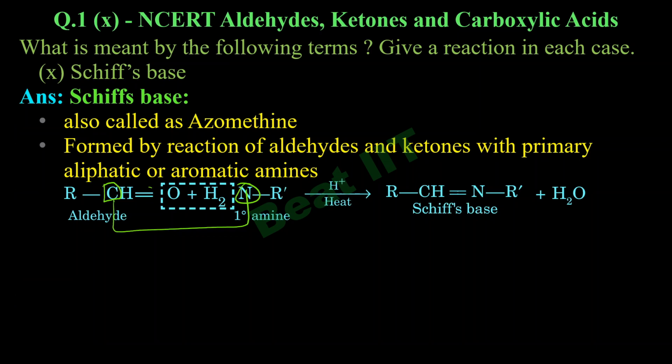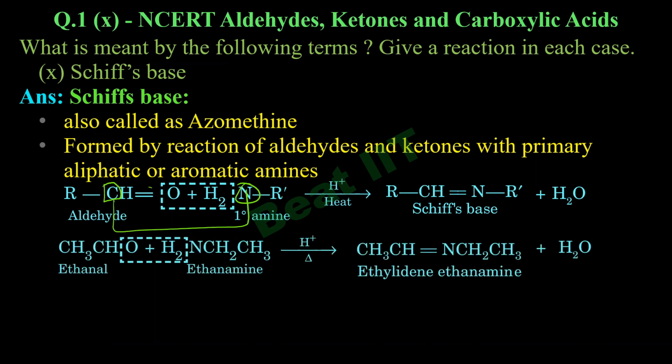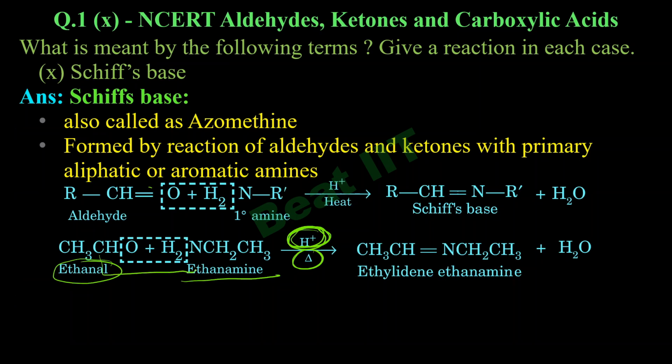Remember another name, azomethine. Another example here, again, ethanal. Here in this case, I have taken ethanamine in acidic medium, heated, dehydration will take place, C and N will get attached, we will get ethylidene ethanamine. Remember, when the ethyl group comes along with double bond, it is called ethylidene. Okay? And then it is ethanamine, that's why ethylidene ethanamine.